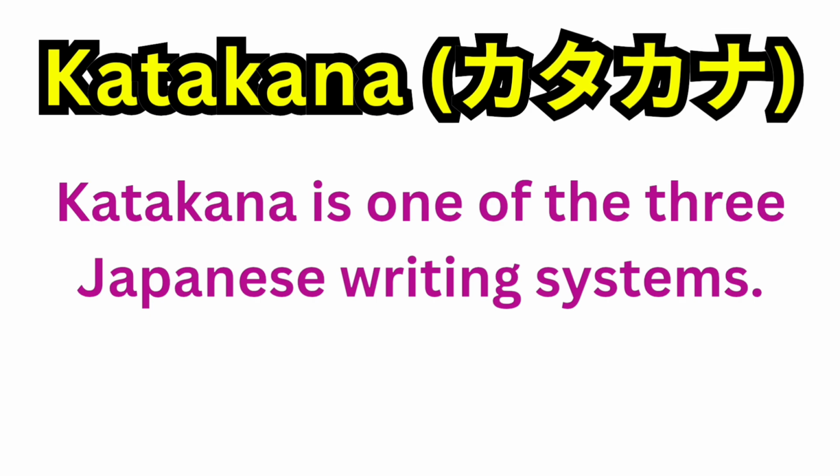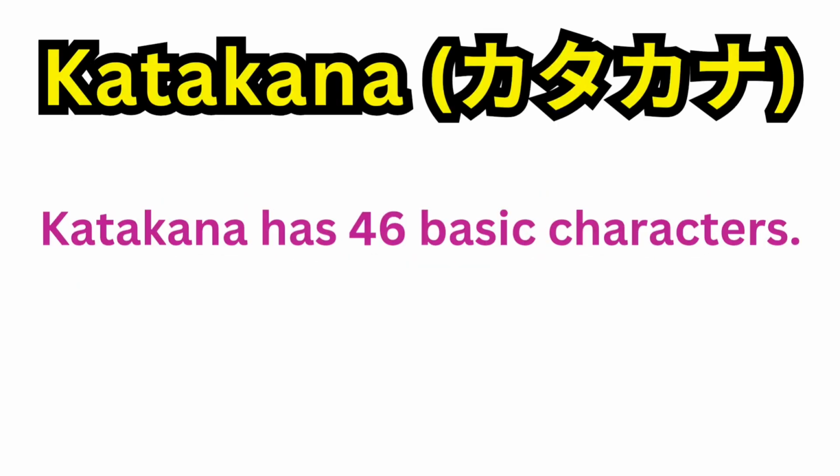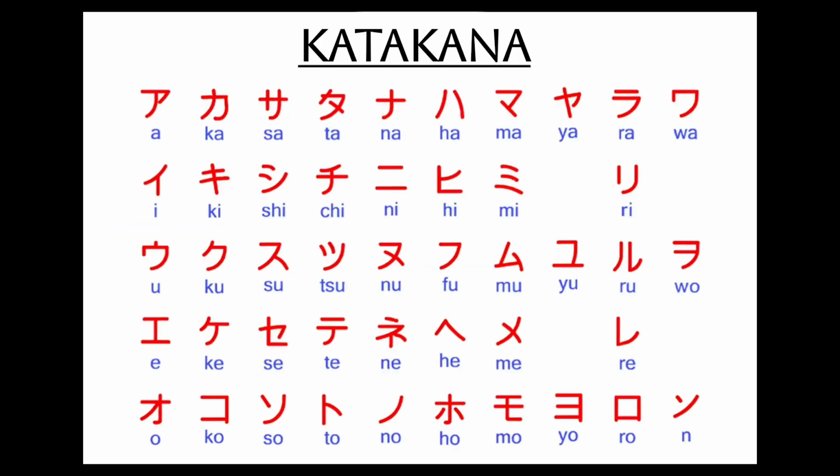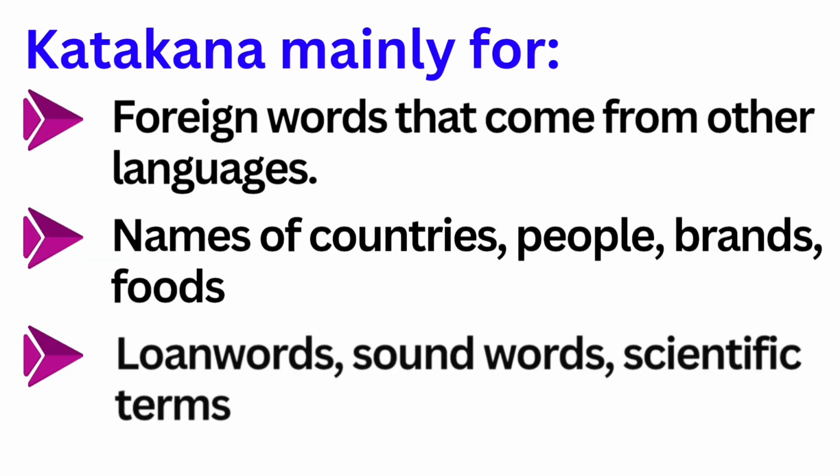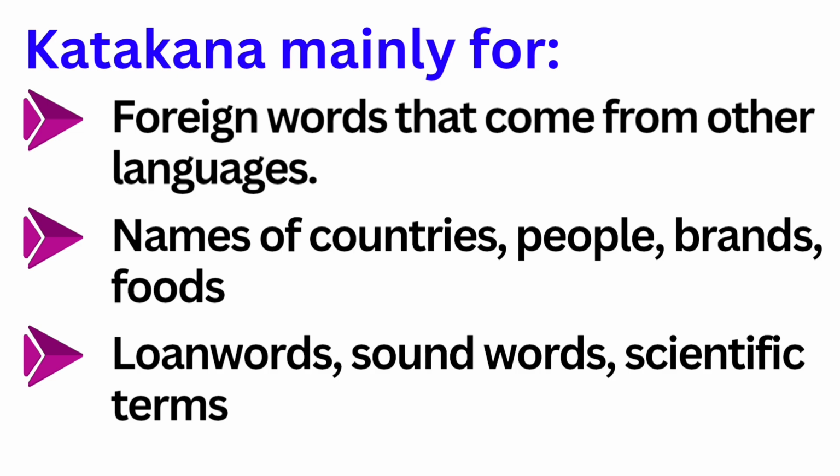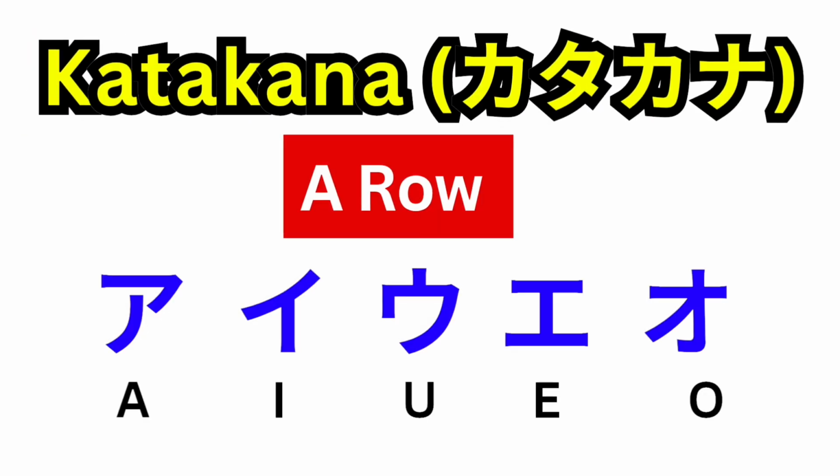Katakana is one of the 3 Japanese writing systems. It has 46 main letters, just like Hiragana has 46 letters. We use Katakana for foreign words, country names, food names from other languages, brand names, sound effects in comics. In this video, we will learn the A-row of Katakana. A, I, U, E, O.